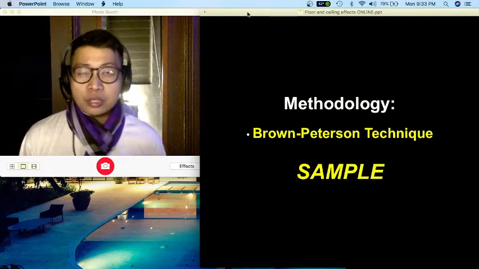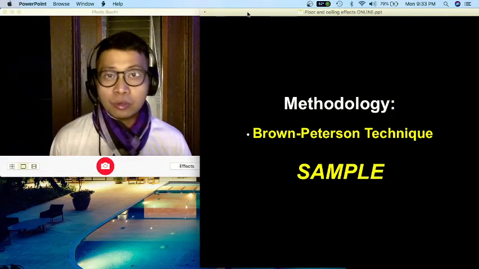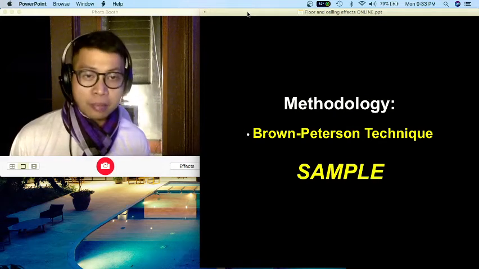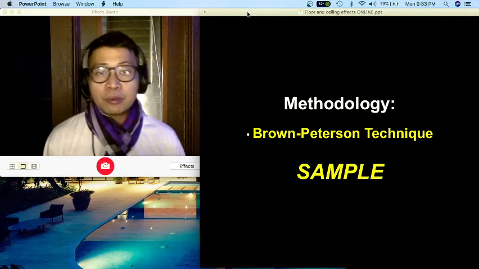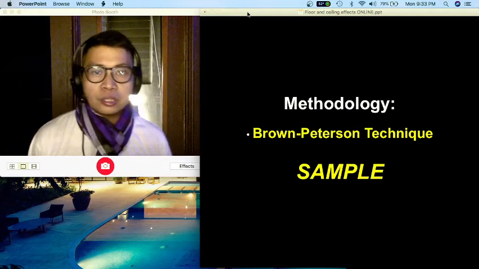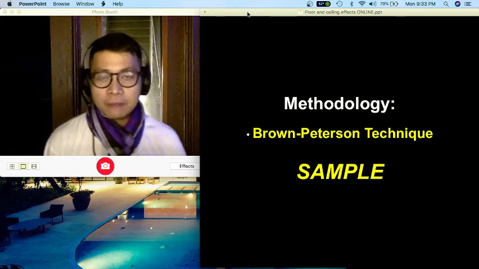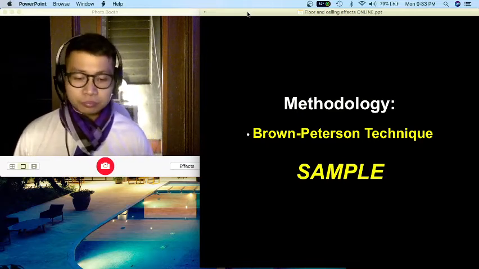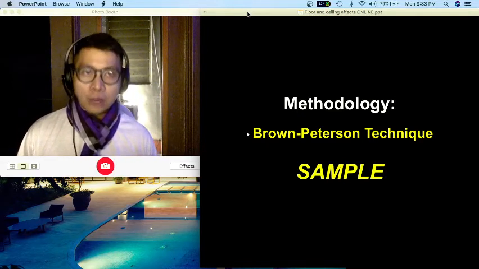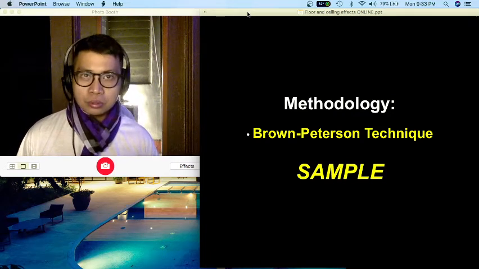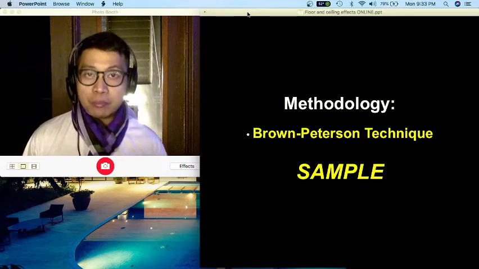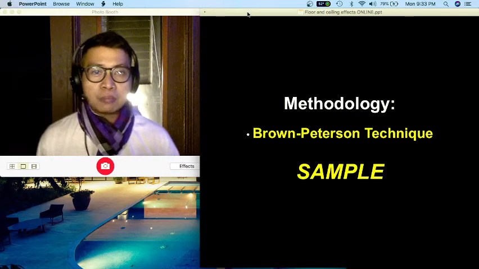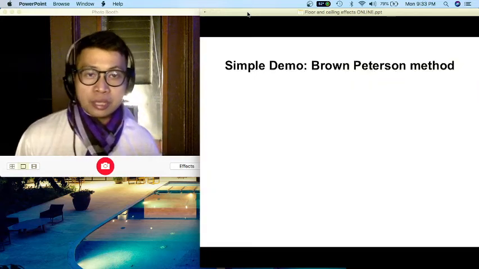And the operational definition of Scarborough in this experiment on memory is the performance of the participants in the Brown-Peterson technique. Para sa mga hindi familiar, Brown-Peterson technique is a way of measuring how good a person's short-term memory is. Bigyan ko kayo ng example how Brown-Peterson technique is being used.